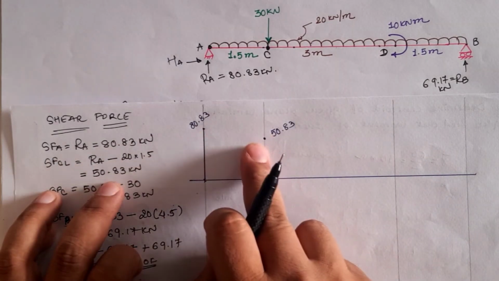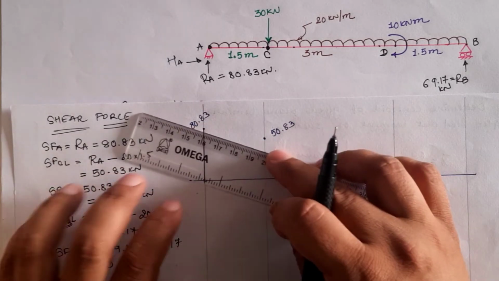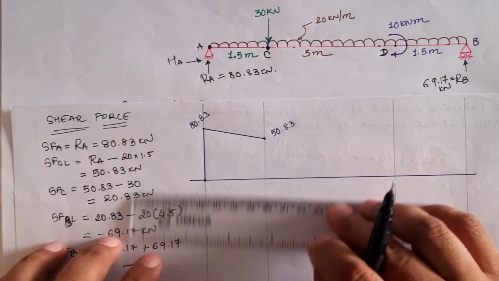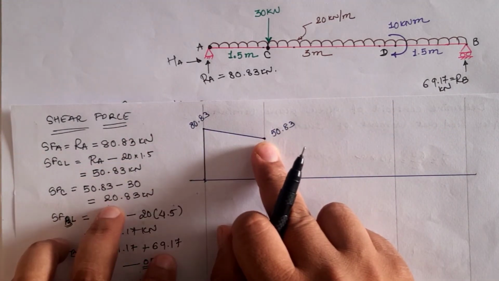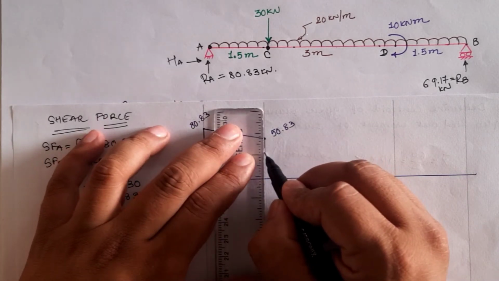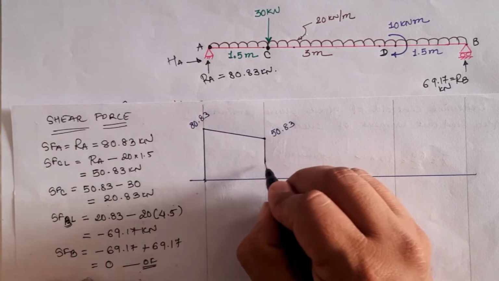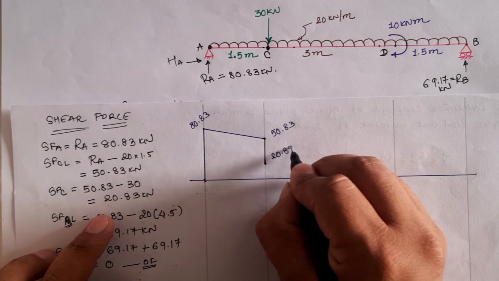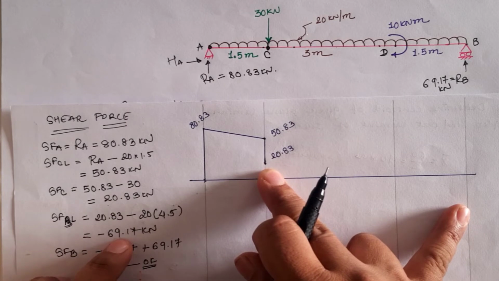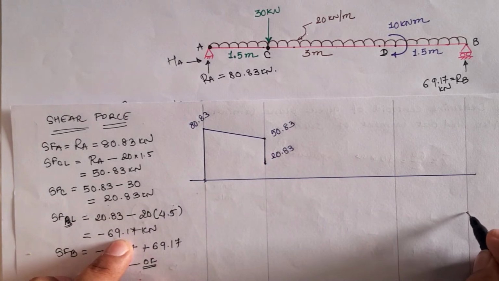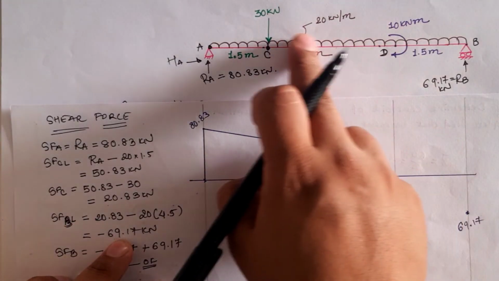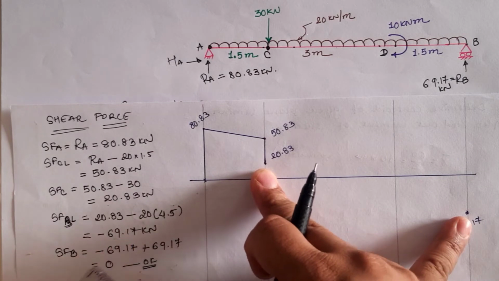And we know that for the UDL, we have to draw an inclined straight line. So from 80.83 to 50.83, our diagram is an inclined straight line. Now exactly at point C, our value is 20.83. So from 50.83 to 20.83, we drop the shear force value, and at location C our value is 20.83 kilonewton. Now from C to point B, our value is minus 69.17. So let us assume 69.17 as an indicated point, and due to the UDL between C and B, we have to construct an inclined straight line between C and B.